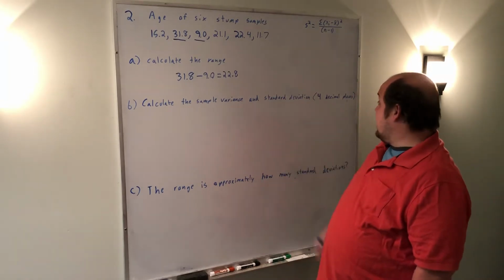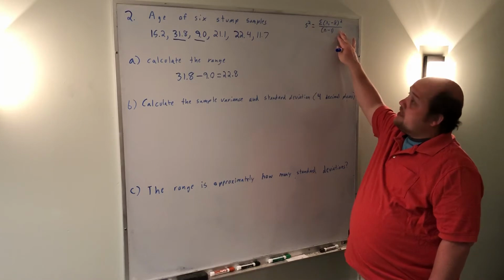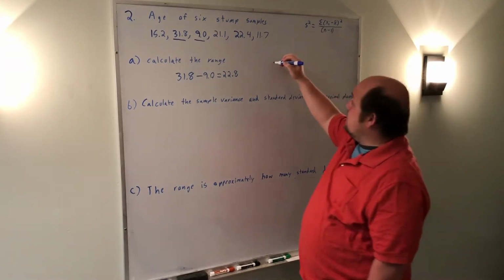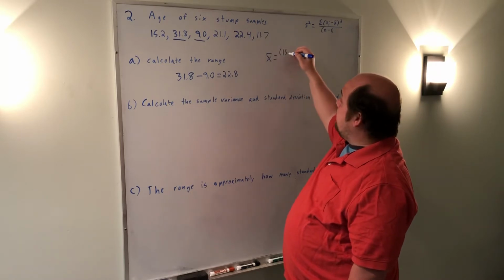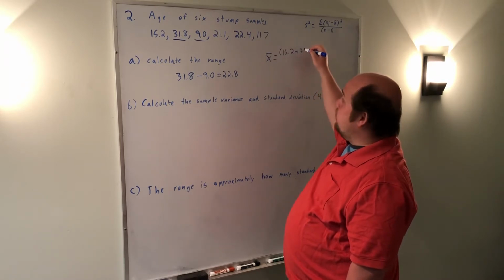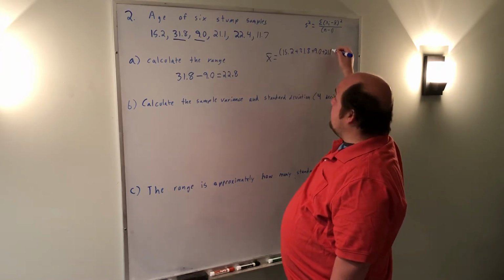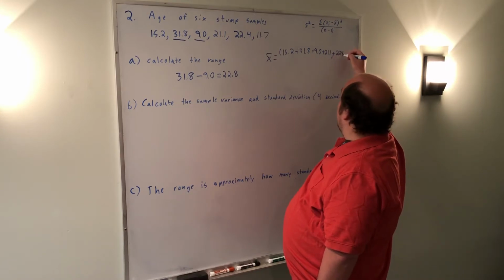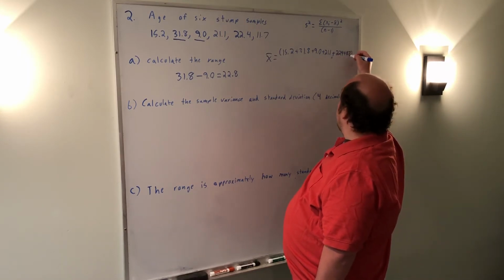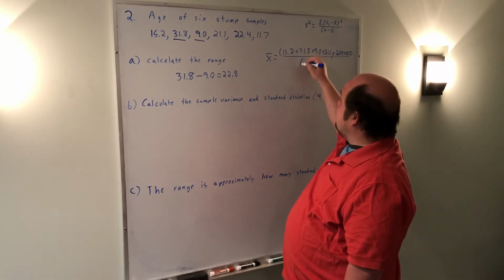When I'm now asked to calculate the sample variance and standard deviation, I need to go through all these steps. So the first thing I'm going to do is calculate x bar, or the mean. So I'm going to add together 15.2 plus 31.8 plus 9.0 plus 21.1 plus 22.4 plus 11.7, and divide it by the total number of data points, which is 6.